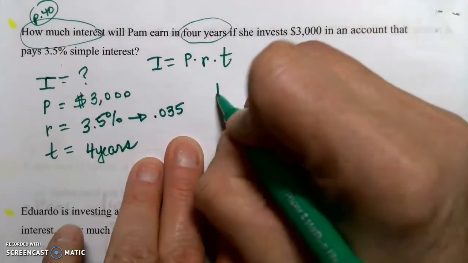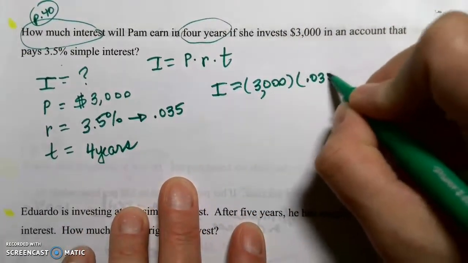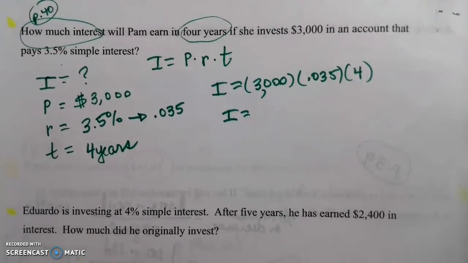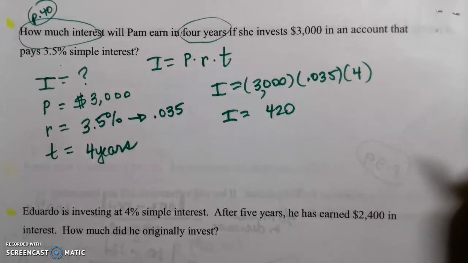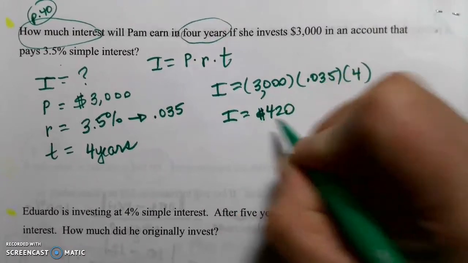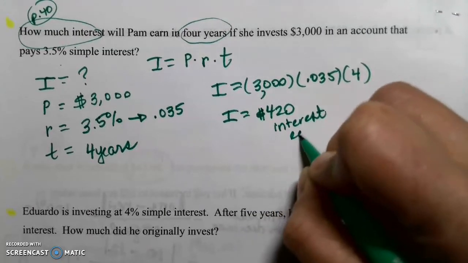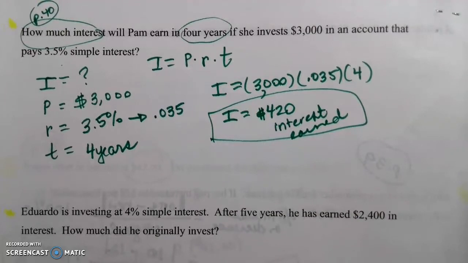So going to the equation, so I equals 3,000 times 0.035 times 4. And when we multiply those all together, we get 420. And remember, that's the amount of interest she earned. So you could put the dollar sign on there and say interest earned for the label. That one is fairly straightforward.